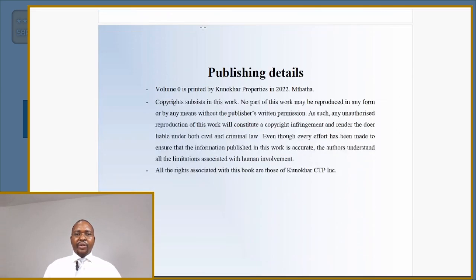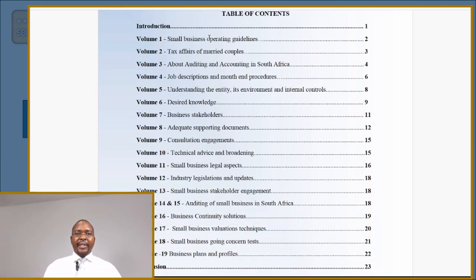It has 20 chapters, volumes that we will be dealing with. That is volume 1, Small Business Operating Guidelines. That one is called SBOG. In volume 2, we'll deal with the tax affairs of married couples. Volume 3 will deal with the auditing profession in South Africa. Then volume 4 will deal with job descriptions and month-end procedures. Volume 5 will deal with the understanding of the entity and its environment.